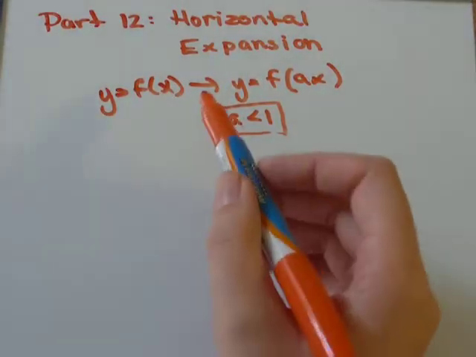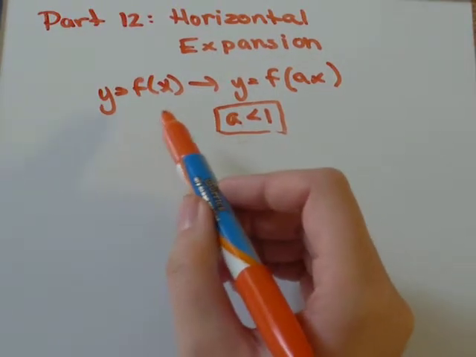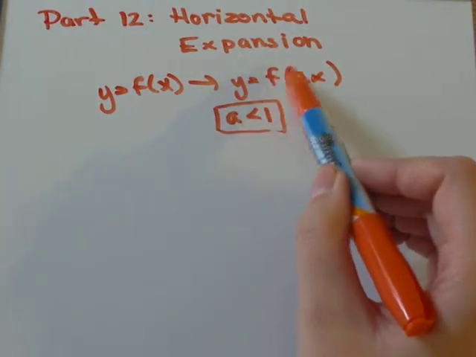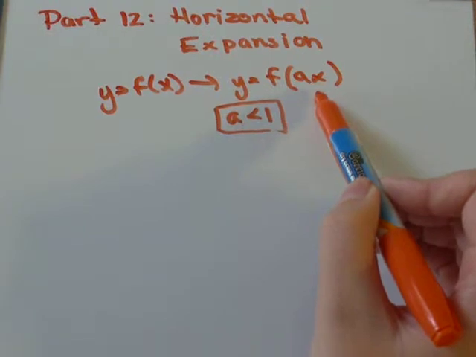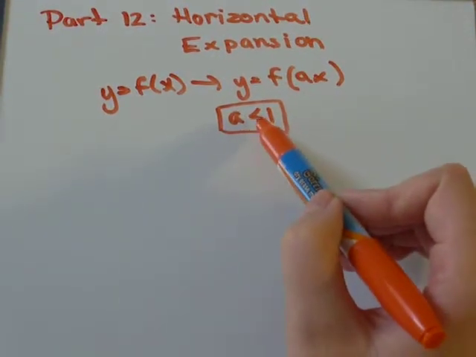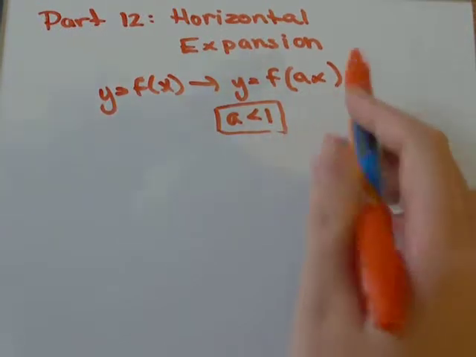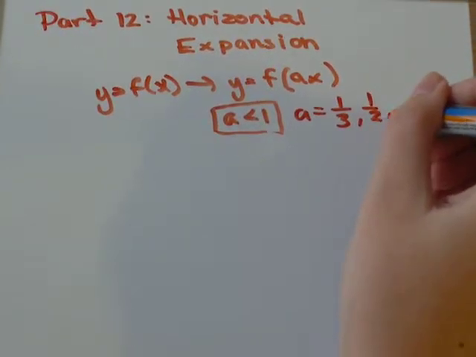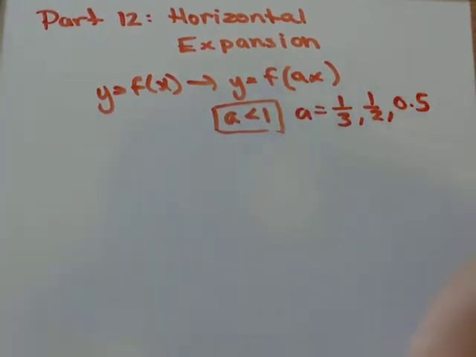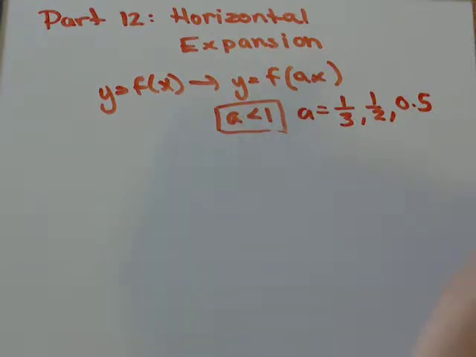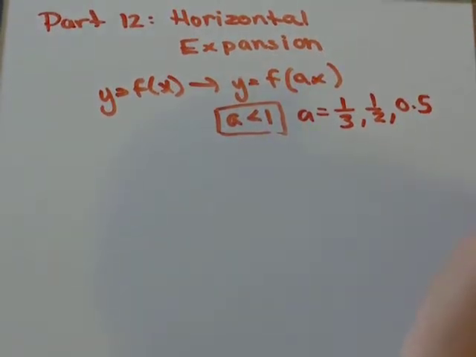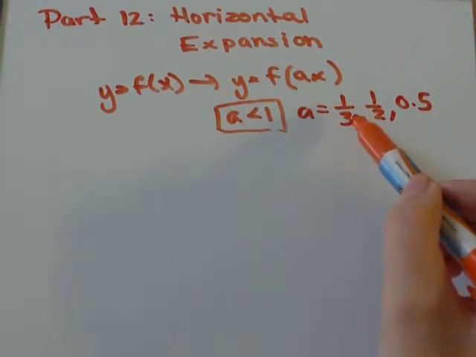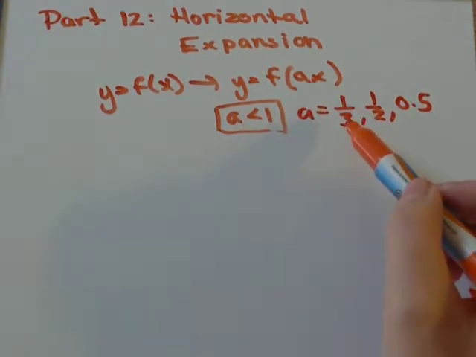So what we have here is some original graph, y equals f of x. We're expanding that graph to y equals f of a times x, where a is a number that's less than 1. So if a is something like a third, or a half, or 0.5, a decimal, you've got a horizontal expansion. It might seem strange that we're multiplying by a number less than 1, and that equals an expansion. That seems a little odd.